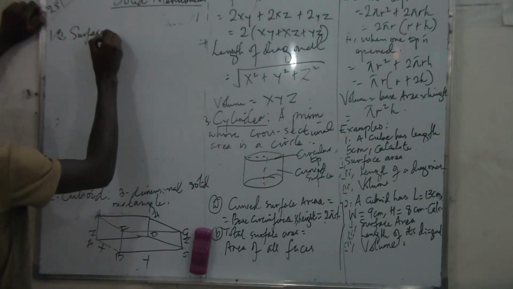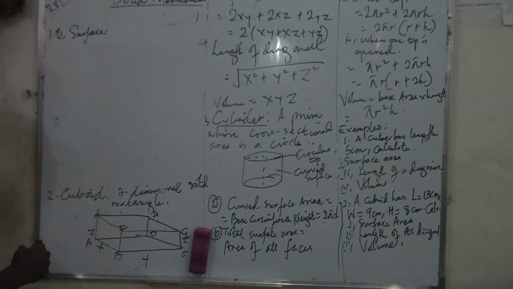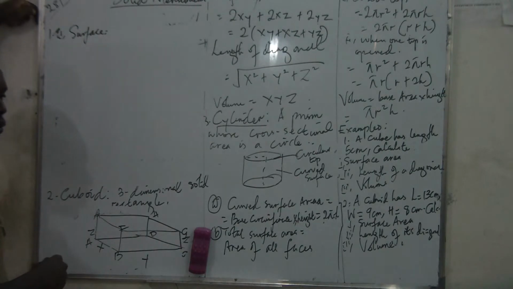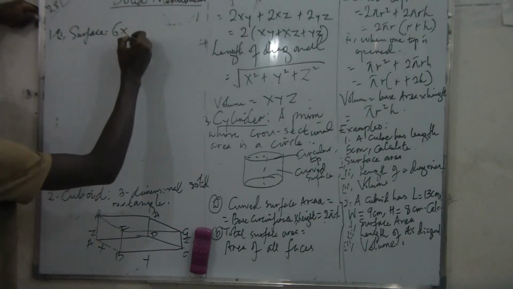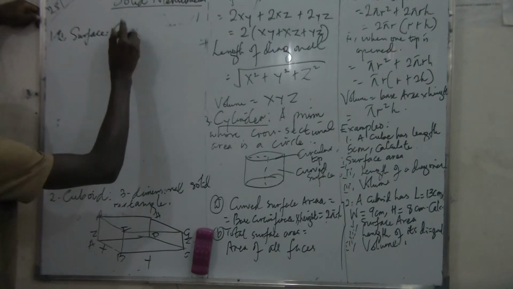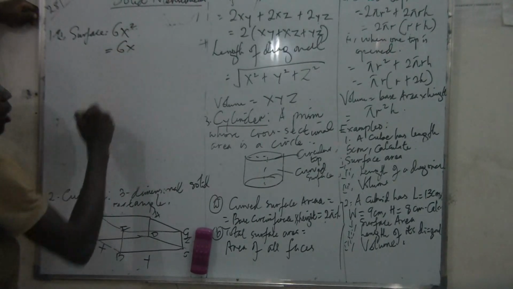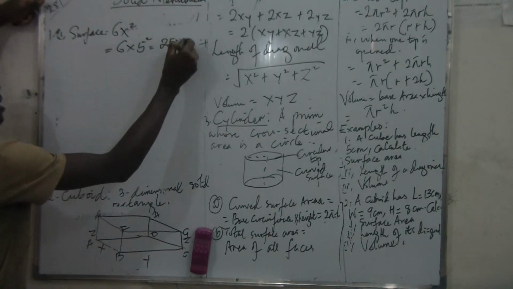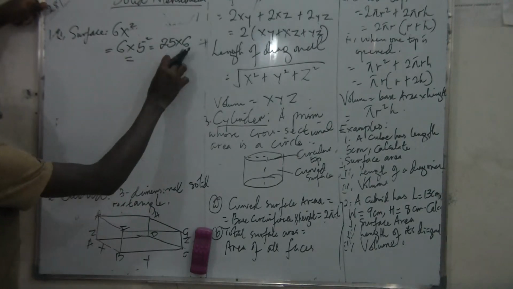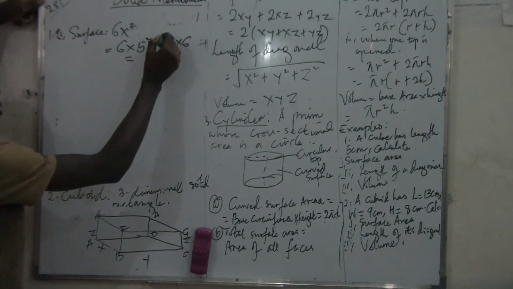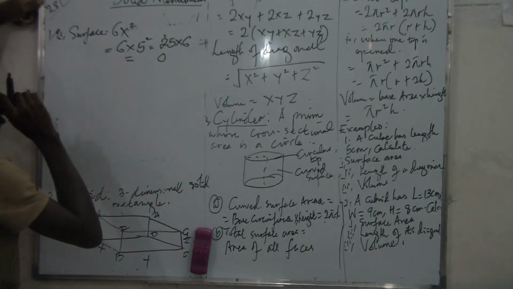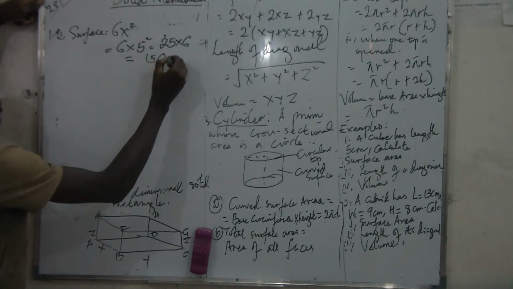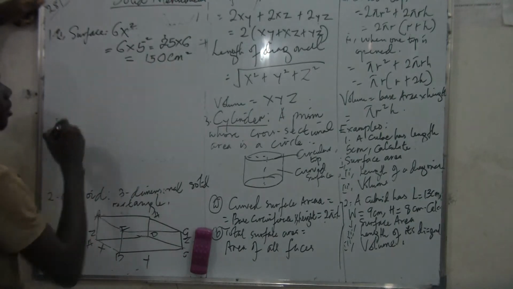Surface area. And the surface area of a cube is equal to what? 6 times the area. That is 6x squared. Do you understand? So that's 6 times what? What's the length of one side? 5 squared, which is 25, times 6. 6 times 5 is 30, 0 carry 3. 6 times 2 is 12, plus 3 gives us 150 centimeters squared. First question.